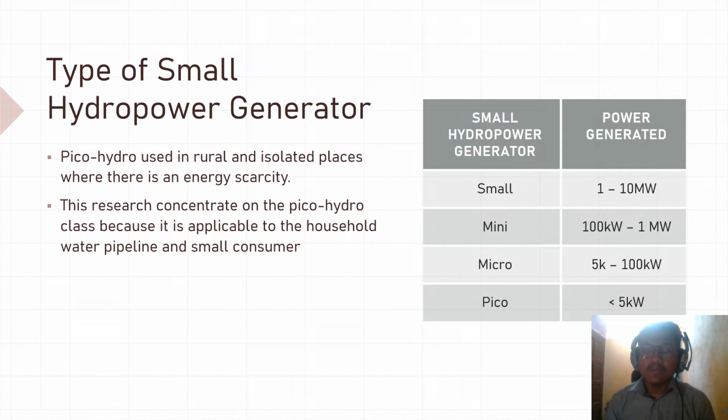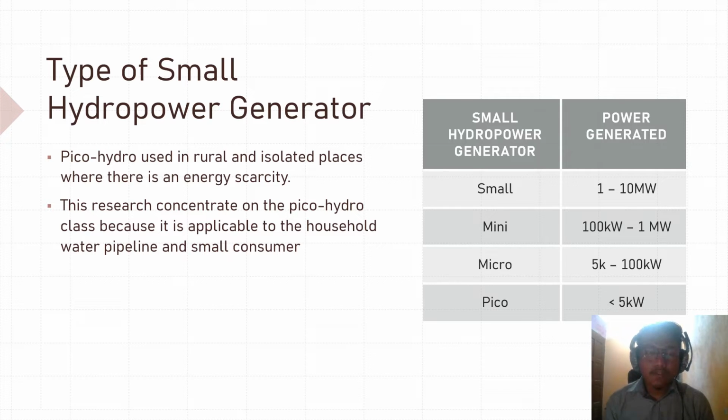As for the small, it is capable of generating 1 to 10 megawatt. For the mini, it's capable of generating 100 kilowatt to 1 megawatt. For the micro, it's capable of generating 5 kilowatt to 100 kilowatt. Lastly, the Pico is able to generate power below 5 kilowatt.